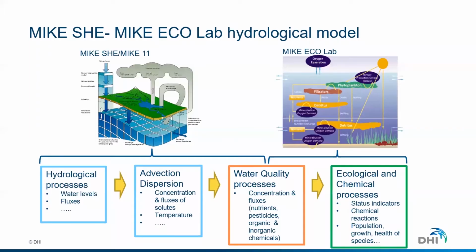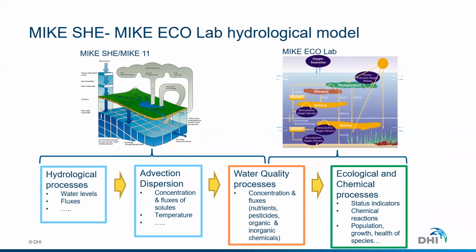For the modeling work, we have been using this combination, MIKE SHE, which is a hydrological model. As I've shown here on the left, we can use that, of course, to model water levels and fluxes and so forth. It also can model advection dispersion processes, so we can model the transport of conservative substances. And there are a few water quality processes within MIKE SHE, relatively simple descriptions.